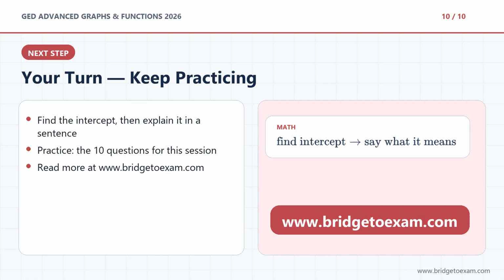Wonderful work today. You can now read intercepts as real-world stories and check that they make sense. Your mastery check is the 10 practice questions for this session. For each one, find the intercept, then write one sentence saying what it means.